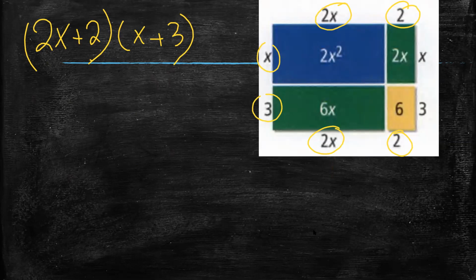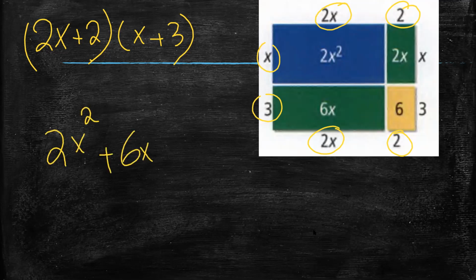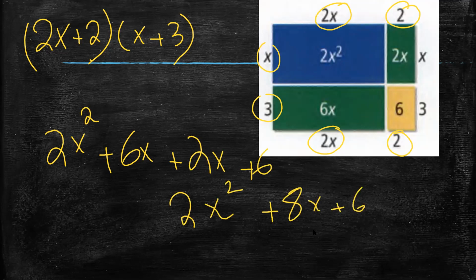Look there, the blue rectangle, its area is 2x times x, which is 2x squared. The green rectangle, its area is 3 times 2x, which is 6x. The other green one here is 2 and x, it will be 2x. And the last one is 3 times 2, which is 6. Then I will add them with each other. They are 2x squared plus 6x plus 2x plus 6. So the final answer will be 2x squared plus 8x plus 6. This is a way to find the area of the rectangles.